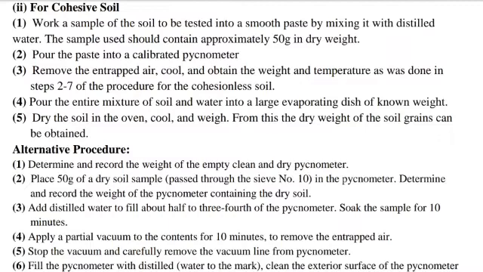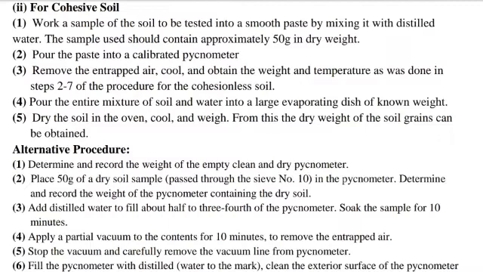4. Pour the entire mixture of the soil and water into a large evaporating dish of known weight. 5. Dry the soil in the oven, cool and weigh. From this, the dry weight of the soil grains can be obtained. Alternative procedure. 1. Determine and record the weight of the empty, clean and dry pycnometer. 2. Place 50 gram of a dry soil sample passed through sieve number 10 in the pycnometer. Determine and record the weight of the pycnometer containing the dry soil.